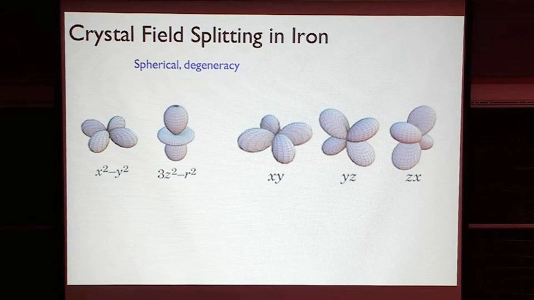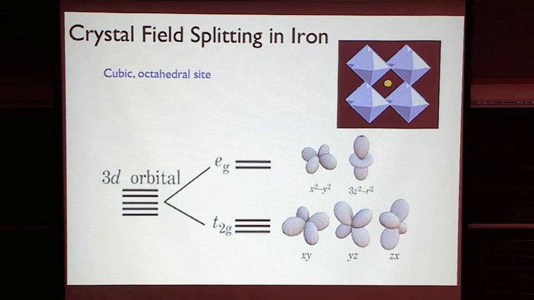And if you have a spherical environment, that means you have a free iron standing in a totally homogeneous, isotropic environment, you would have all five orbitals at the same energy level. We call that degeneracy. So they don't really distinguish from each other. They are the same energy, so you can occupy them freely. It doesn't make any difference. But once you put iron into a crystal, the iron is going to be surrounded by oxygen around it.